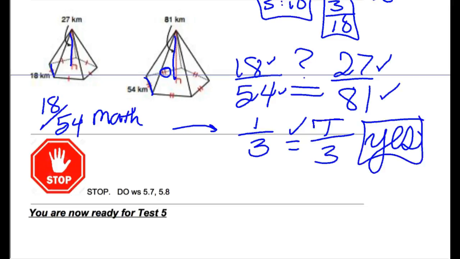The scale factor from here to here is 1 to 3. From here to here is 3 to 1.